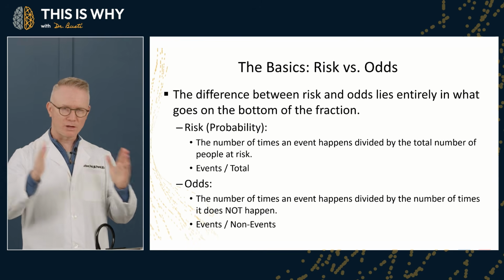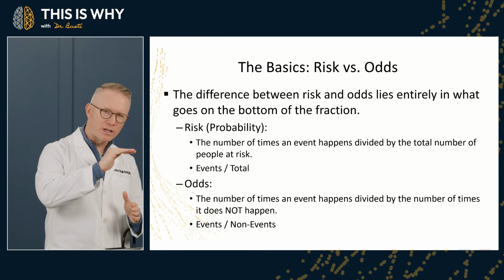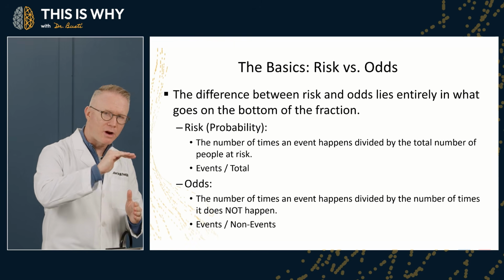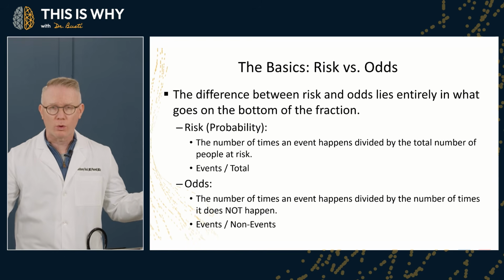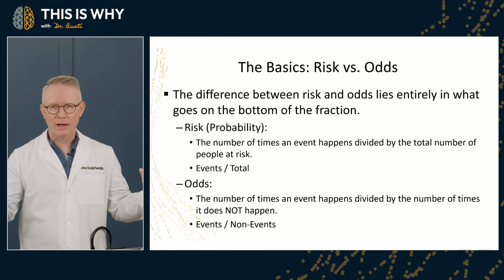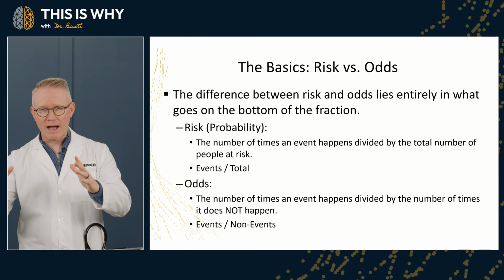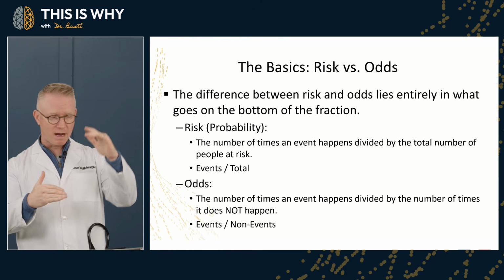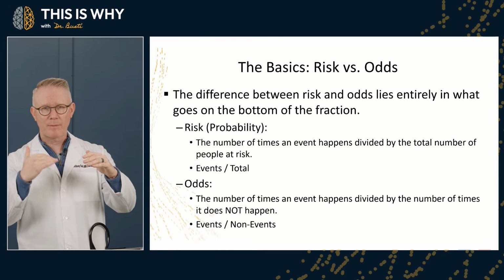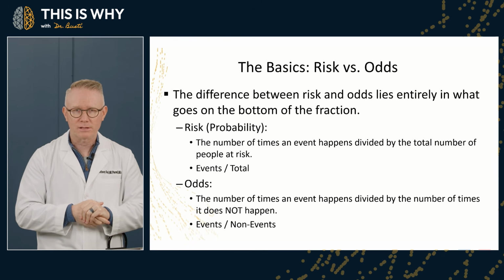Now, risk versus odds. Risk is that probability, but look at that bullet there: the number of times an event happens divided by the total people at risk. So that's the events divided by the total. And obviously that's just a mathematical formula, right? Numerator, denominator. The denominator is where the difference predominantly lies, okay?